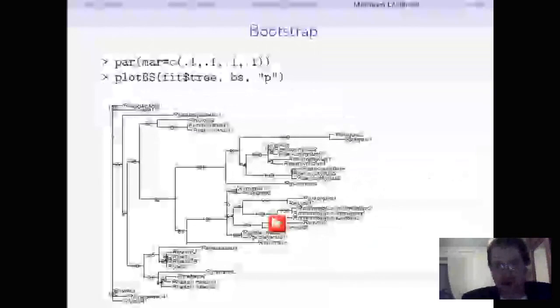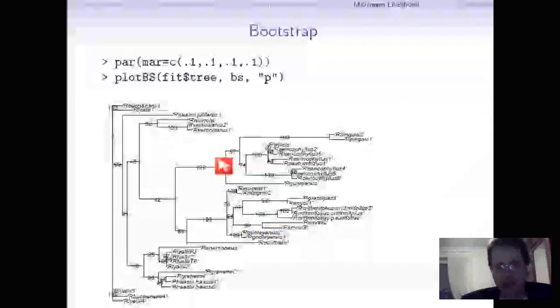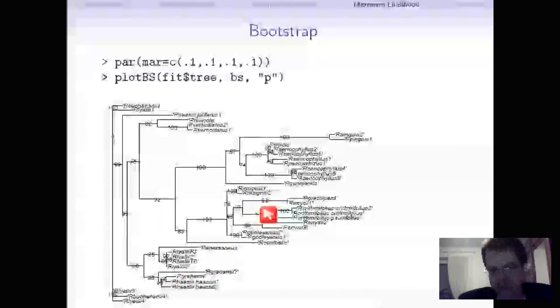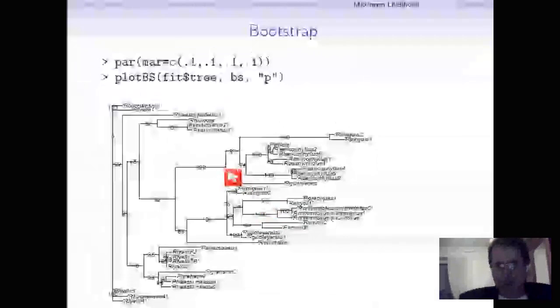And then we can plot the tree again and also plot these bootstrap values on the edges. So we see the long edges normally have 100 on them, and if the edges are getting shorter, then the values are sometimes getting smaller. So that's kind of what we would expect.